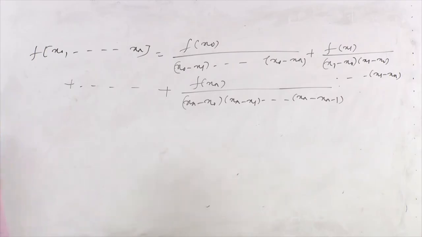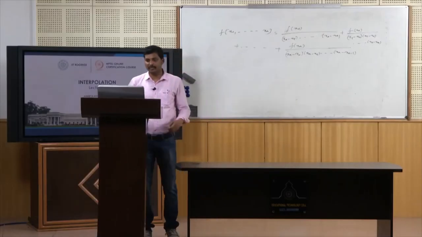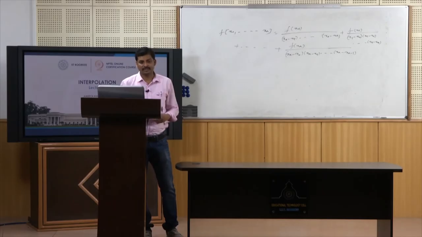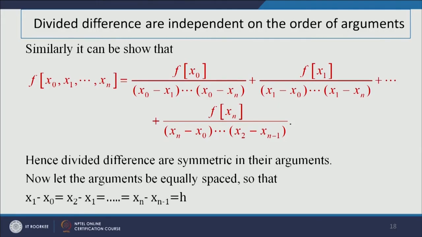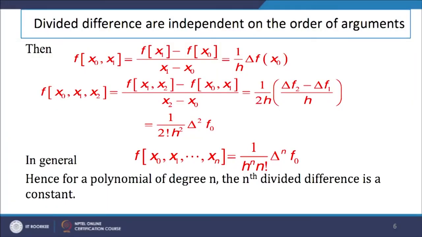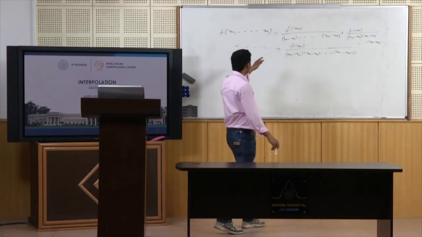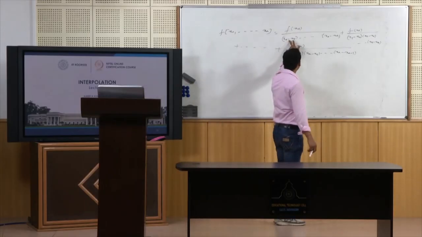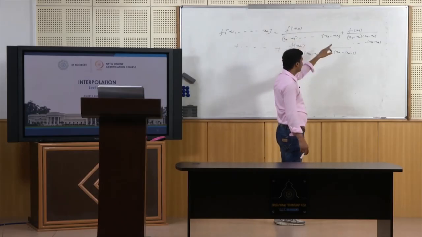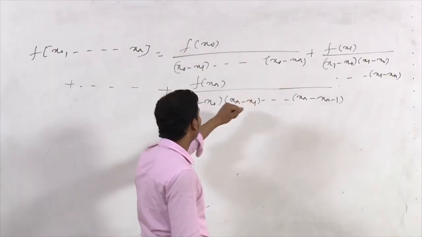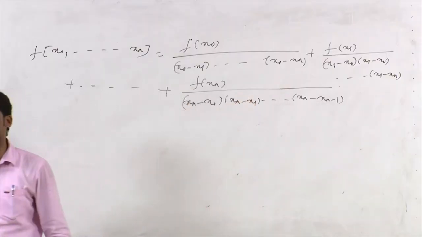Hence, we can just say that these divided differences are symmetric in their arguments. Now, let the arguments be equally spaced, suppose x1 minus x0 equals x2 minus x1. Suppose this space size is h here. If it is equally spaced, we can just express x0 minus x1 as h here. So, it can be expressed as h to the power n here. Similarly, f of x1 by h to the power n. So, likewise, we can just express the total arguments here.